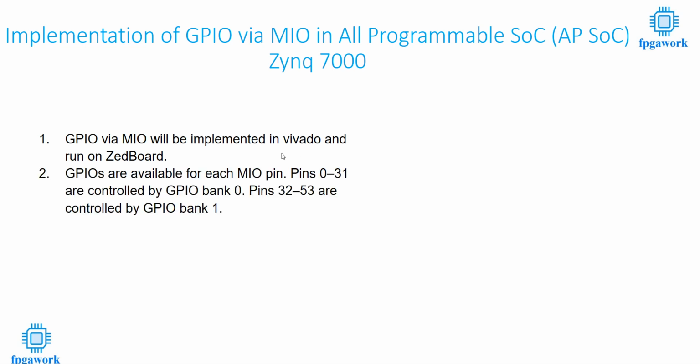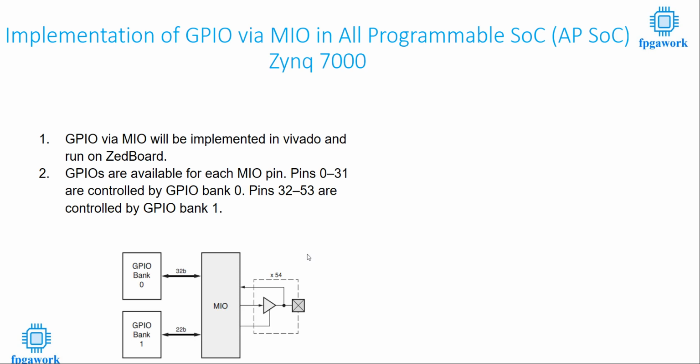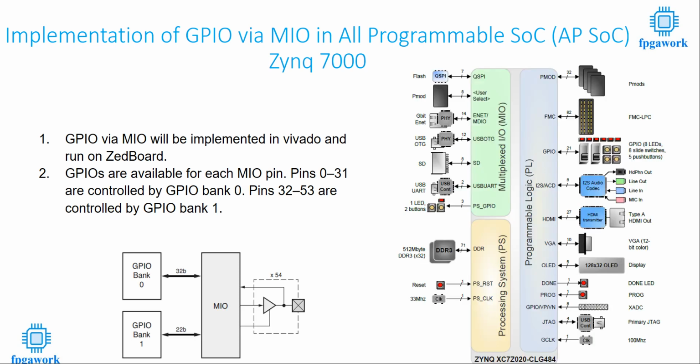Great. As we already know, GPIO are available for each MIO pin, and pins 0 to 31 are available on bank 0 and 32 to 53 are available on bank 1. Again, this block diagram is taken from the previous lecture. This block diagram is taken from the ZedBoard manual. Thanks to the ZedBoard manual, which makes my life easier and of course yours as well.